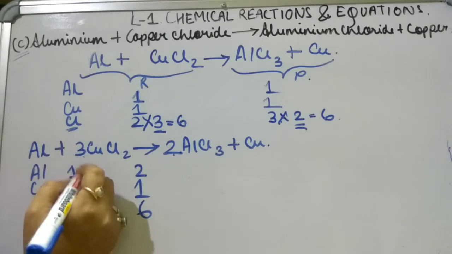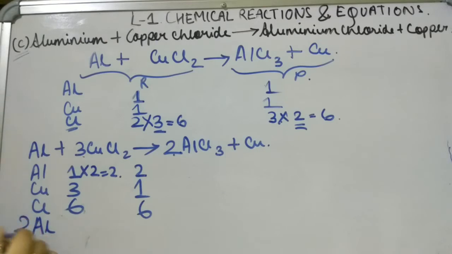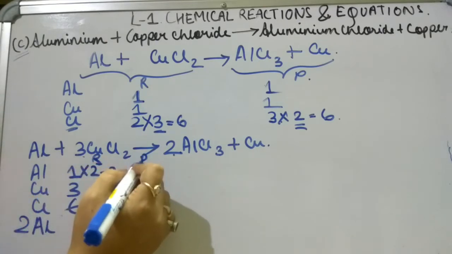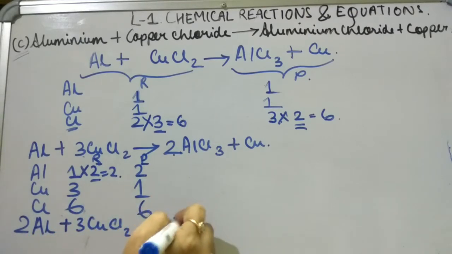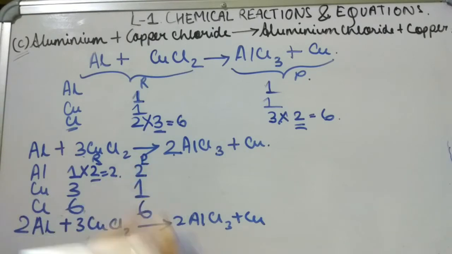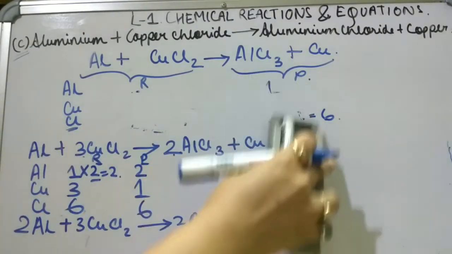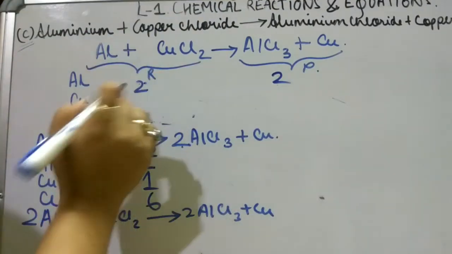For aluminium, if I multiply this 1 with 2 I will get 2, so on both sides I can balance it. Therefore I will write 2Al plus 3 CuCl2. This is the reactant and this is the product. In the reactant I multiply it with 2, so I am giving here 2. On the product side I haven't changed anything, so it will be the same: 2 AlCl3 plus Cu. Next again we have to see that the total number of atoms in the reactant and product are the same or not. So again we write like this: 2 aluminium in the product, and in the reactant also 2.